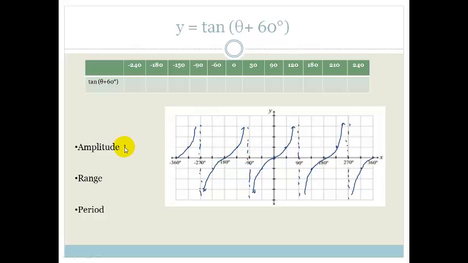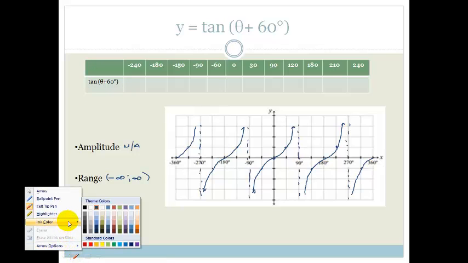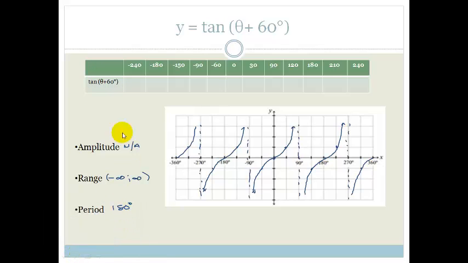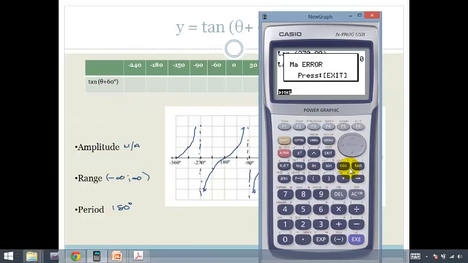Okay, so your amplitude again is not applicable. Your range is still from minus infinity to infinity, and your period is still 180 degrees. Now let's see what happens when we go tan of theta plus 60. Again, I'm just going to change my color. Let's change it to a really random color. Tan of theta plus 60. So let's pop in our calculator. So we're going to exit and we're going to go tan of bracket, and you'll notice I've chosen interesting numbers here. So let's go see what it says.